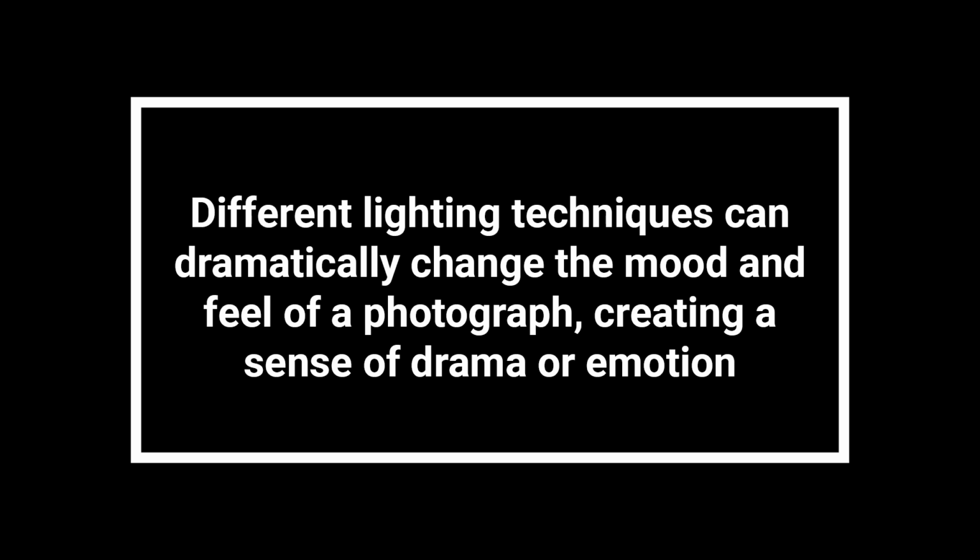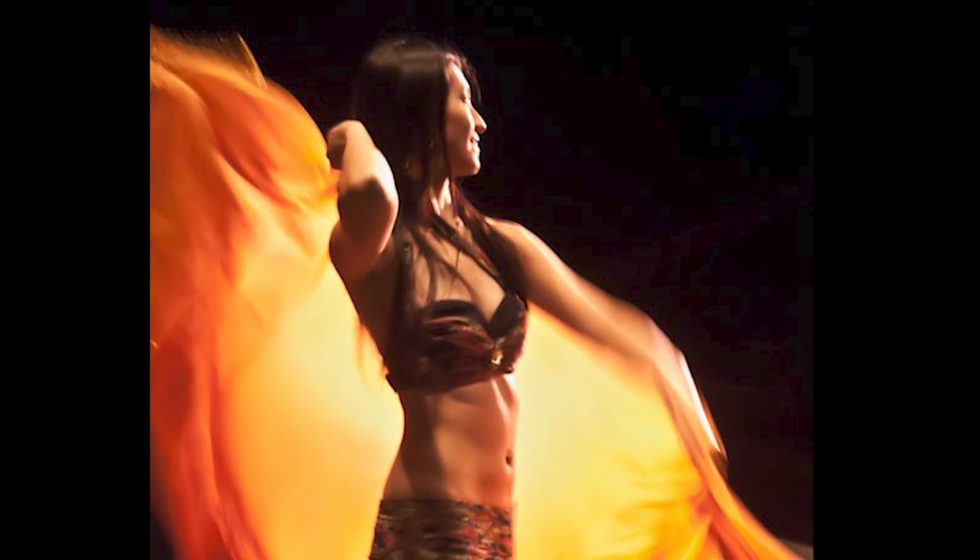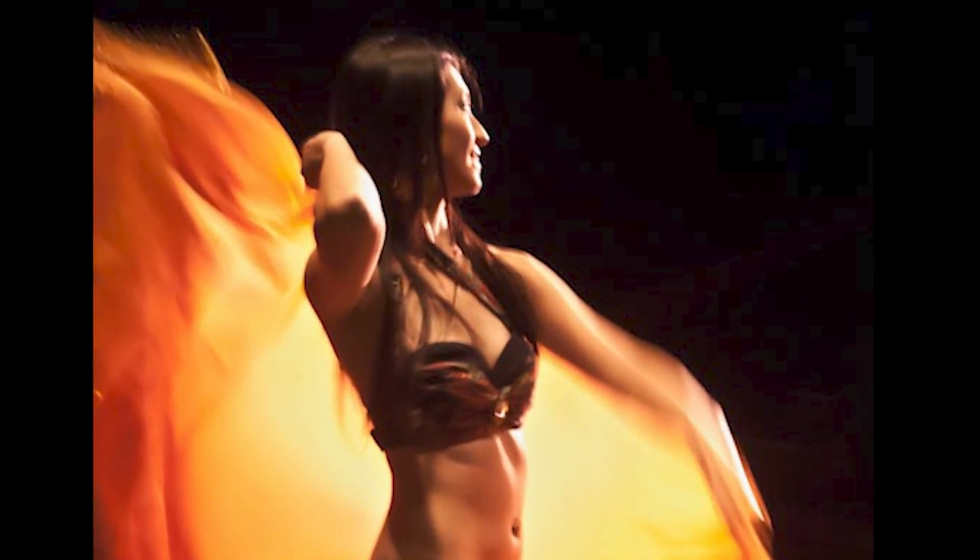Another important element to consider when photographing dancers is light. Different lighting techniques can dramatically change the mood and feel of a photograph, creating a sense of drama or emotion. For example, backlighting can create a stunning silhouette effect, while side lighting can highlight the dancer's form and movement.